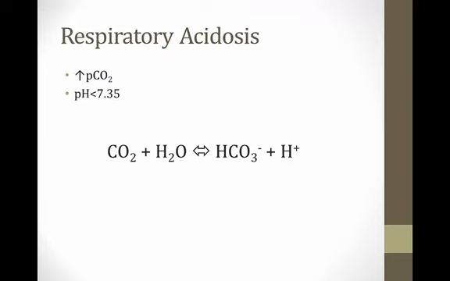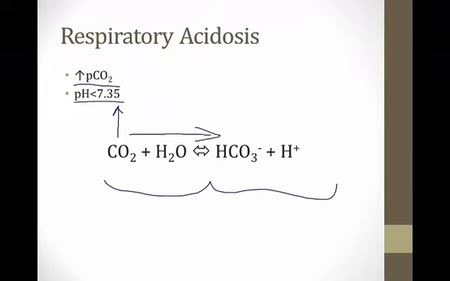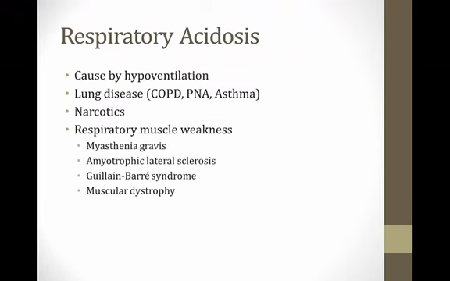Okay, now let's talk about respiratory acidosis disorders, and these occur when the PCO2 gets high and the pH falls below 7.35. So let's go back to our equilibrium equation here. If the CO2 gets high, the body will try to correct for that by driving the equation in this direction to bring the CO2 back down. When it drives the equation in this direction, it will increase the level of H plus atoms, and that will lead to an acidosis. So respiratory acidosis is caused by hypoventilation.